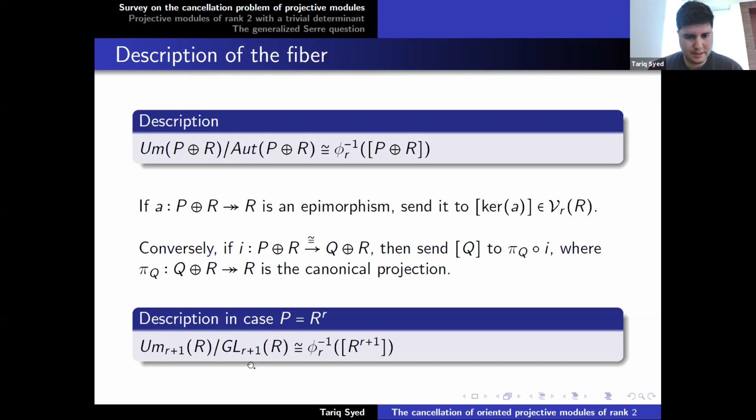And yeah, just as an illustration, if P is free, we can of course simply use this above identification and get an identification on this fiber. And this is just the orbit space of unimodular rows of length r+1 modulo the right action of invertible matrices of rank r+1. And that this orbit space is trivial just means that every unimodular row is the first row, for instance, of an invertible matrix. So basically it means that every unimodular row can be completed to an invertible matrix.